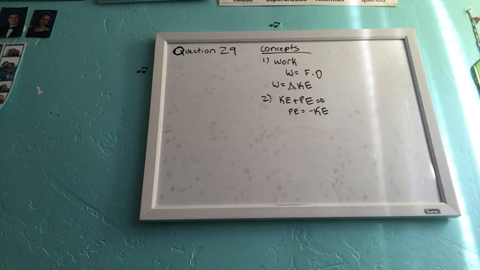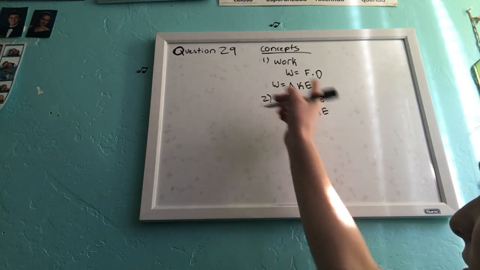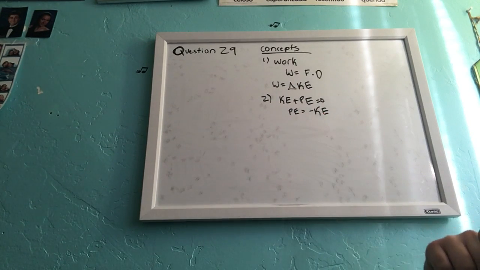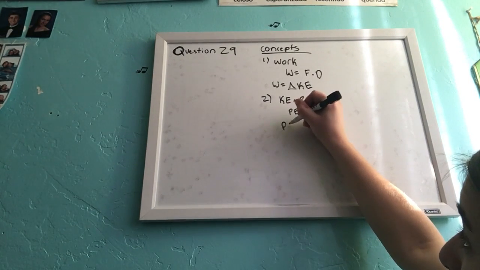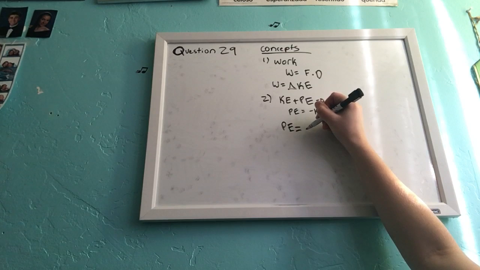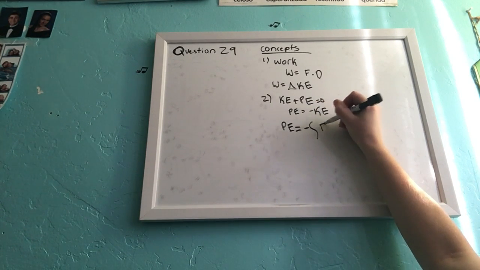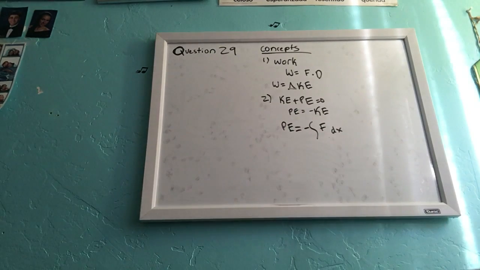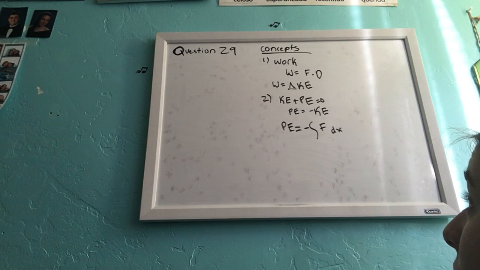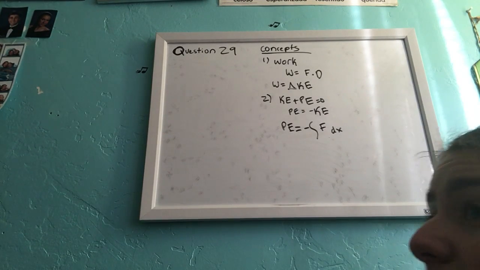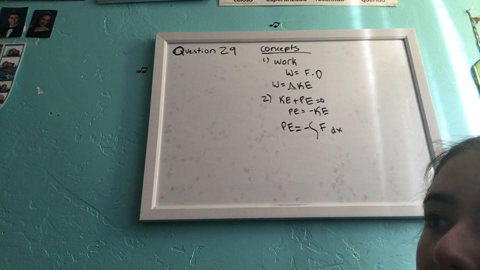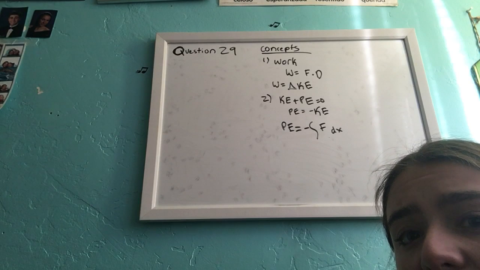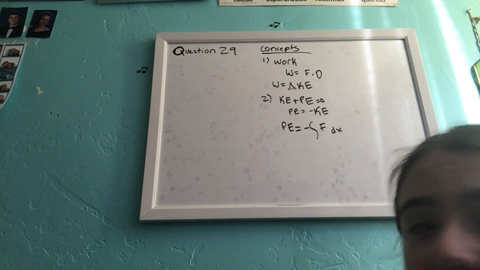Okay, and the last concept I'm going to go over: since potential energy equals negative kinetic energy, and work equals the change in kinetic energy, that means that potential energy is equal to the negative integral of force with respect to x. So it's basically showing change in kinetic energy. So that will be an important concept in question 29.